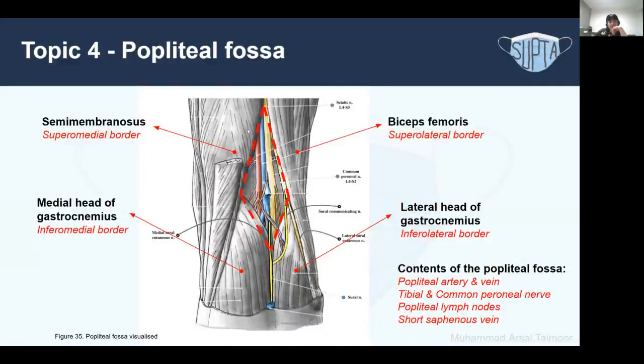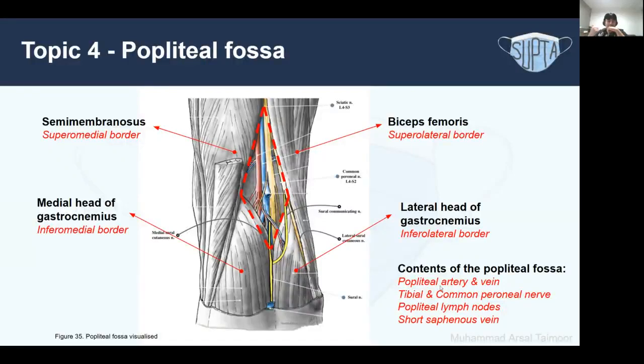This is the popliteal fossa. Briefly, you've got the semimembranosus and the biceps femoris, which form the superior medial and lateral borders, and then the medial head and the lateral head of the gastrocnemius. The gastrocnemius muscles are these large posterior muscles in the lower leg, and they form the inferior borders. It creates a diamond shape here, and that's the popliteal fossa.